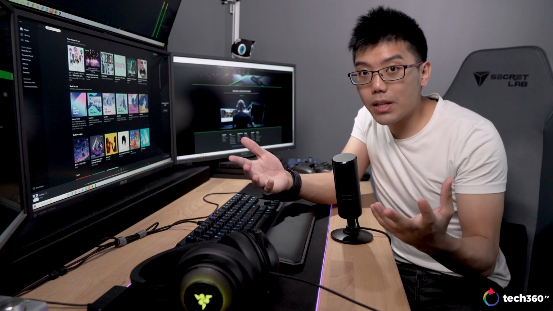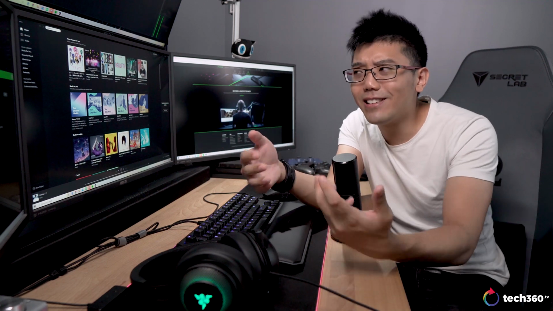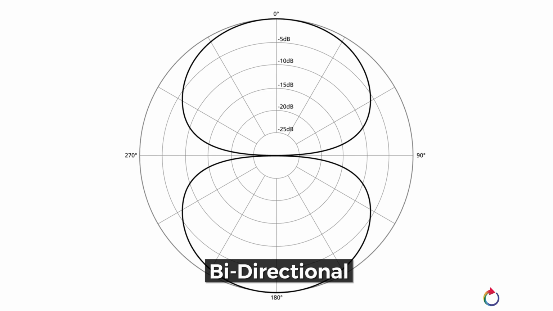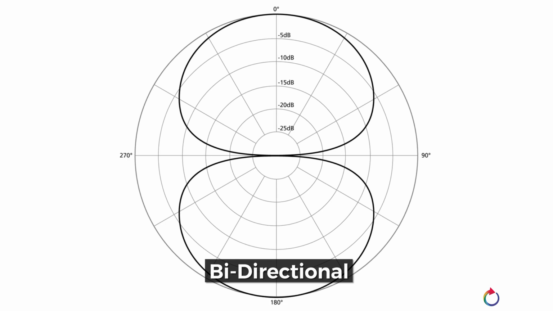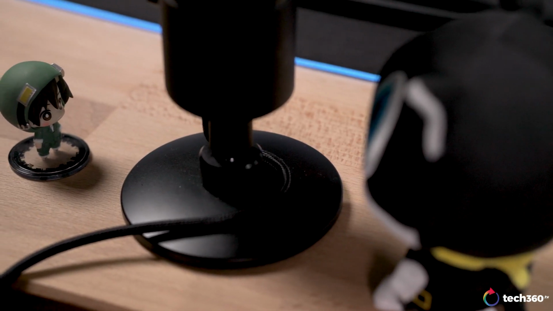Stereo is another polar pattern which allows for more precise left and right channel separation, so maybe it's more suited for things like ASMR. The last would be bi-directional, which is similar to stereo, just that it's now front and back, and it's usually ideal for something like a two-person podcast where you can just sit across each other and have the mic in the middle.